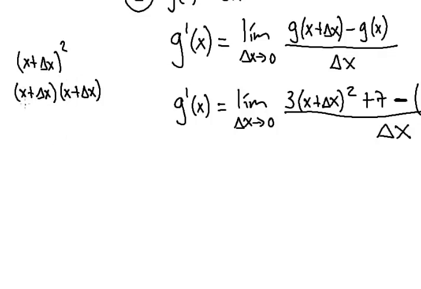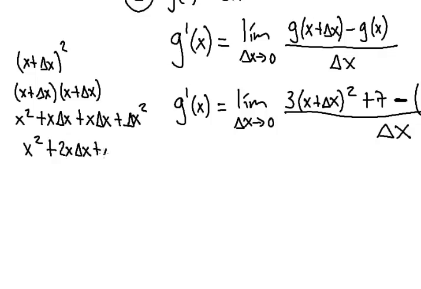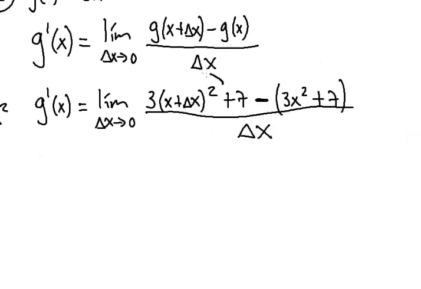4 multiplications. So x times x will give me x squared. x times delta x will give me x delta x. Delta x times x will give me x delta x. I'm going to put the x first, and then I'm going to put the delta x second. Then delta x times delta x will give me delta x squared. These two are like terms, so I'm going to add them. It will give me x squared plus 2x delta x plus delta x squared. That's the answer I'm going to get for this thing.